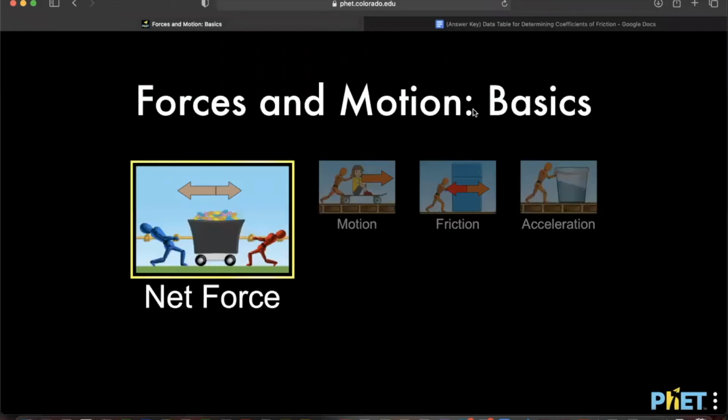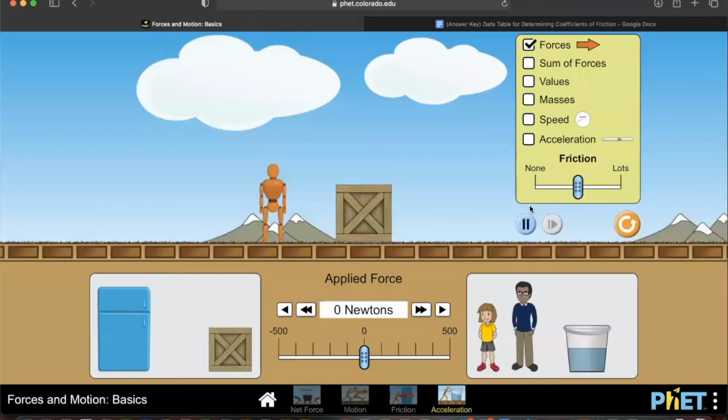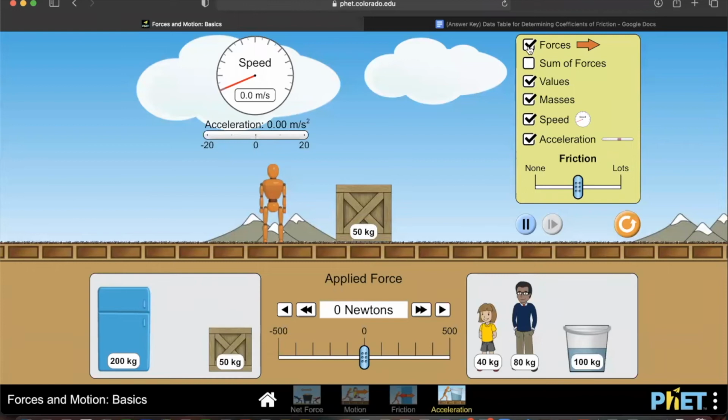On the PhET simulation, click on acceleration and check values, masses, speed, and acceleration, and uncheck forces. So we're pretending that you have devices that can measure the mass, speed, and acceleration of any object, but you don't have a device that can measure the force of friction. You'll still know what the applied force is because it's displayed down here, and you can control it by yourself.